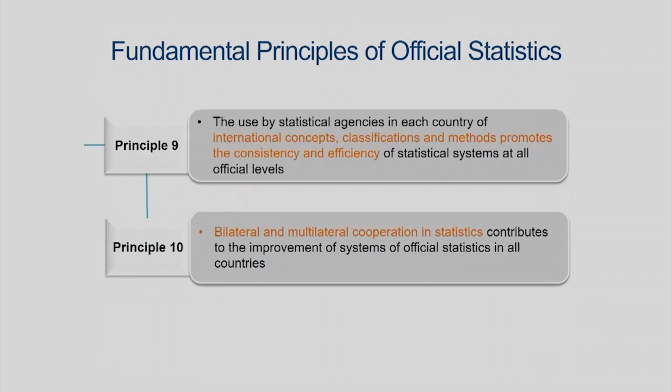official statistics is concerned. A ninth principle is that the use by statistical agencies in each country of international concepts, classifications and methods promotes the consistency and efficiency of statistical systems at all official levels. And lastly, bilateral and multilateral cooperation in statistics contributes to the improvement of systems of official statistics in all countries.